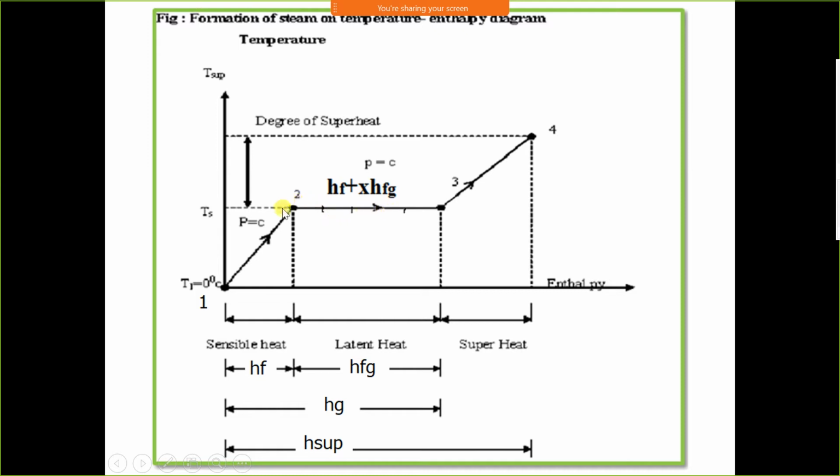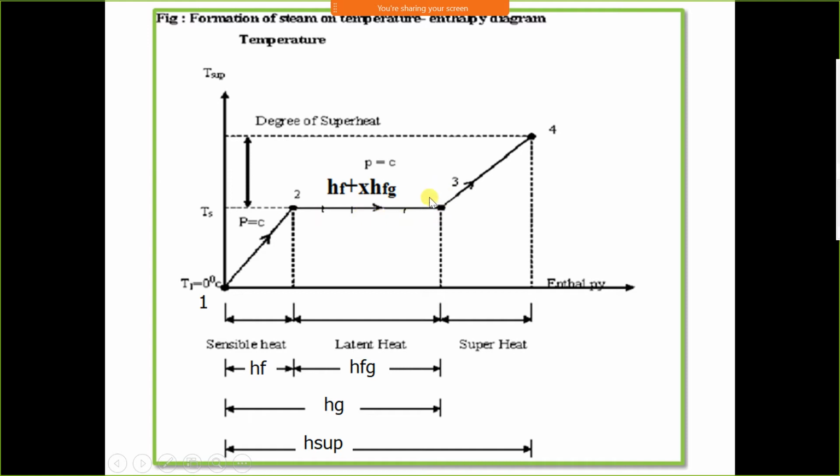Suppose I want to calculate enthalpy at saturated condition, enthalpy of saturated liquid. I only have to check the Hf value from the steam table. We will discuss the steam table in the next lecture. Suppose I want to find enthalpy of saturated liquid, I will check Hf from the steam table at a given temperature or pressure.